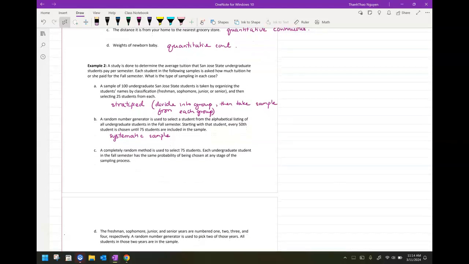A completely random method is used to select 75 students. Each undergraduate student in the fall semester has the same probability of being chosen at any stage of the sampling process. So this is random.